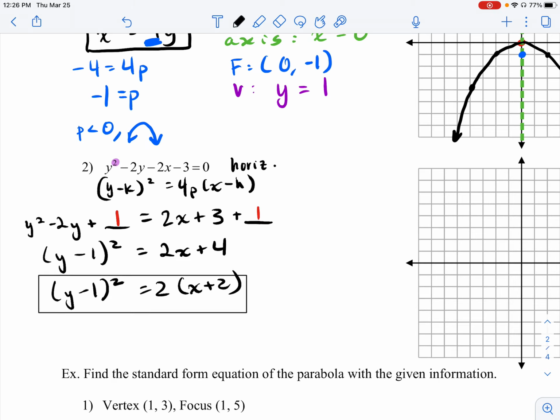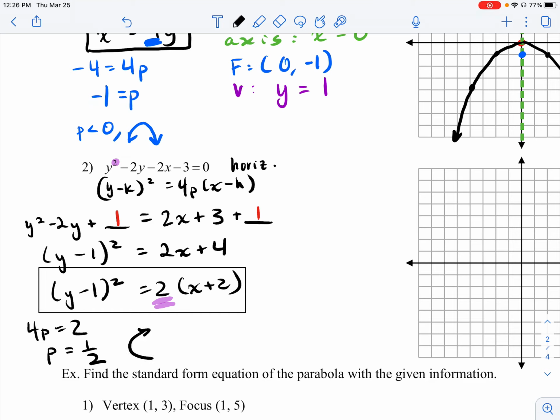And again, what's nice about this standard form is that it gives us key information like our vertex, focus, axis of symmetry, all that stuff, pretty easily. Again, keep in mind that this here is our 4p, so 4p is equal to 2. That means p is equal to 1/2. Since this is a horizontal parabola, that means our parabola is going to be opening to the right. Our focus is going to be to the right of our vertex.